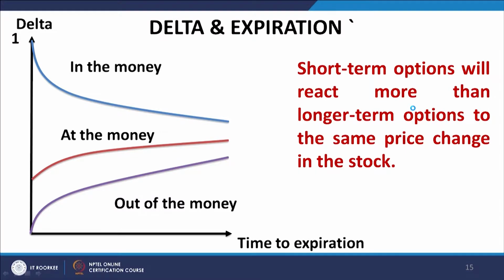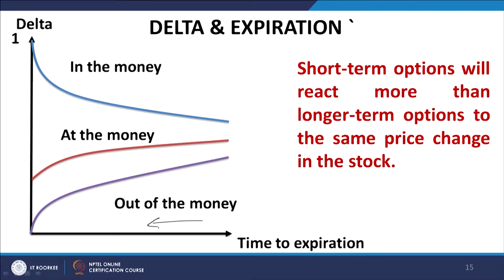Now, what about delta and expiration? That is interesting. You have to look at it backwards. Please note, time to expiration is increasing here, but in actual fact time to expiration decreases. So, we have to interpret this graph in this way. And therefore, as time to expiration decreases, what happens?